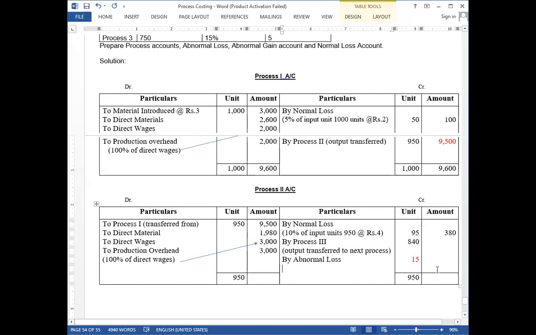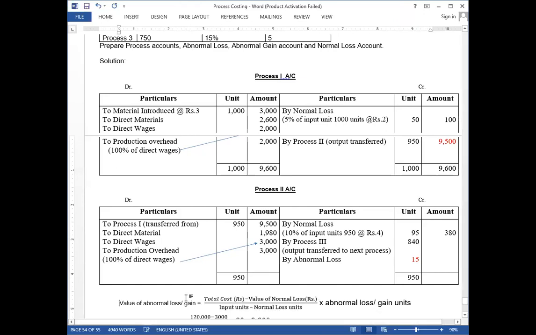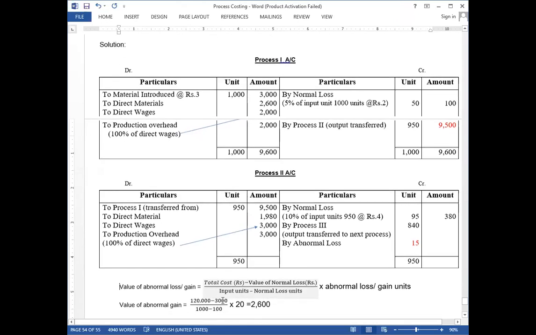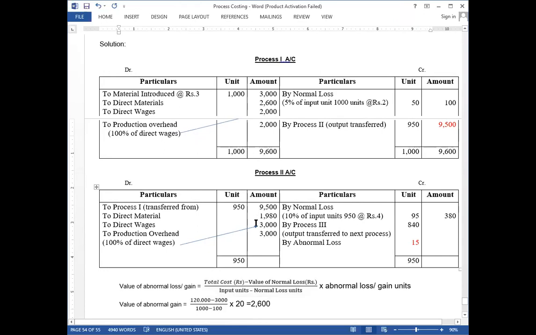Now next, you have to know the value of the abnormal loss. There is a formula you know very well. The formula for the value of abnormal loss or gain, both use the same formula. Total cost, that is the debit side amount column, minus the value of normal loss, that is the credit side amount column. That means amount column minus amount column.